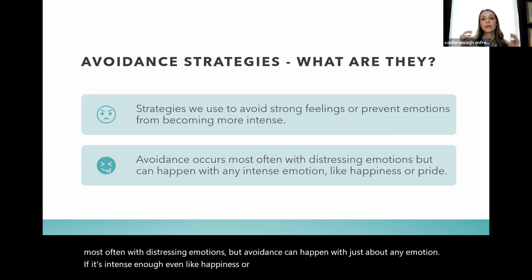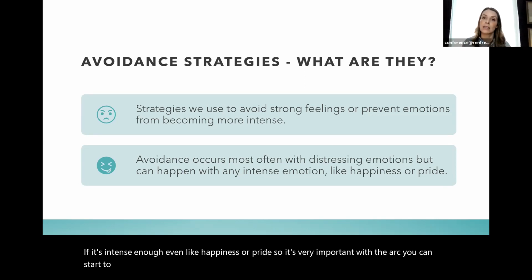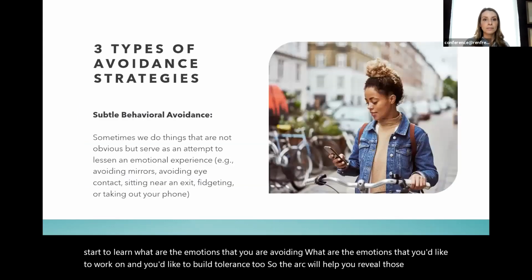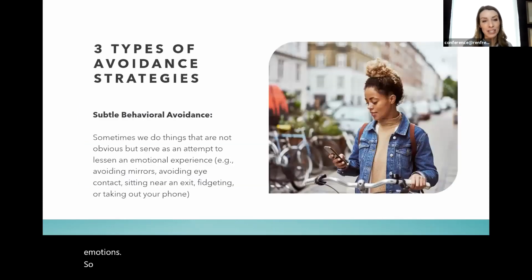So it's very important with the ARC, you can start to learn what are the emotions that you are avoiding? What are the emotions that you'd like to work on and you'd like to build tolerance to? So the ARC will help you reveal those emotions. So the three types of avoidance strategies. The first one I want to talk about are subtle behavioral avoidance strategies.